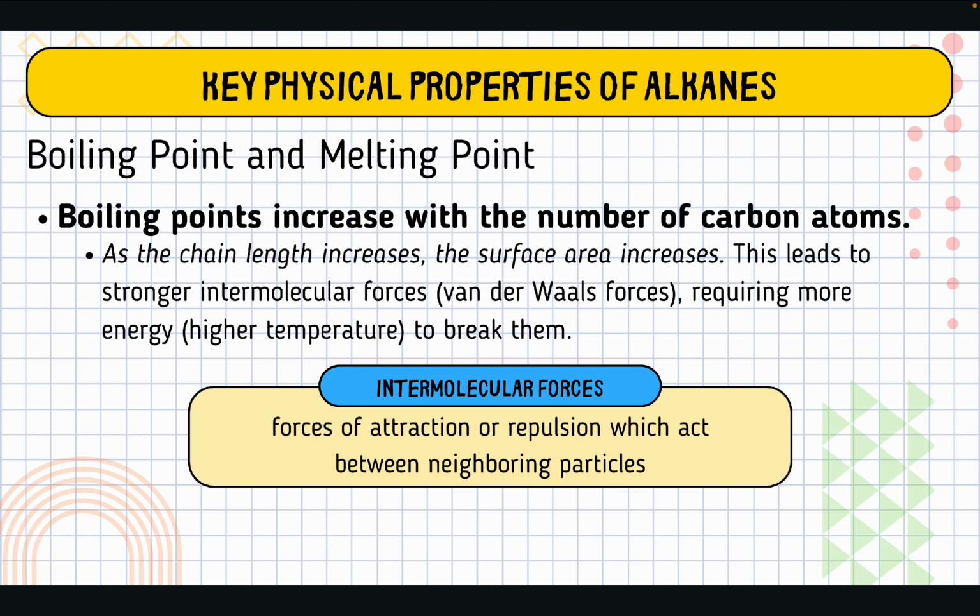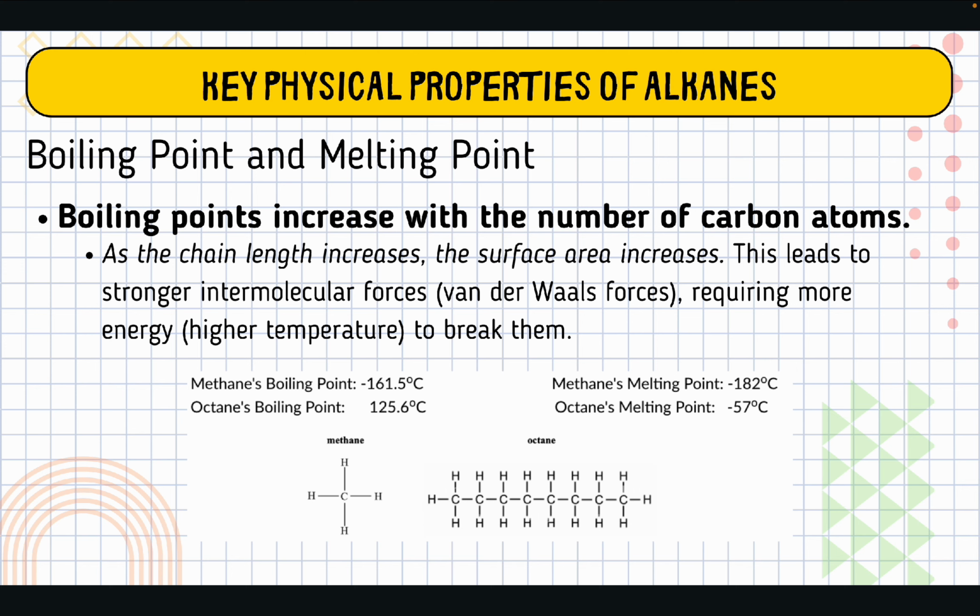Recall that intermolecular forces are the forces of attraction or repulsion which act between neighboring particles. So this is how they react when there's an atom or molecule near them. If you're going to consider this example, methane and octane, methane's boiling point is negative 161.5 degrees Celsius. Octane's boiling point is 125.6 degrees Celsius.